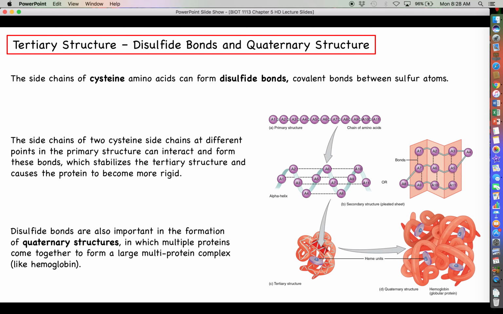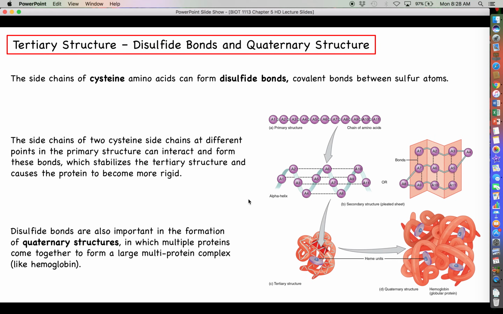So disulfide bonds are also important in the formation of what is called quaternary structures. Now, quaternary structure does not actually refer to the way one single protein folds. I already mentioned that the final folded structure of the protein is its tertiary structure. So a quaternary structure actually refers to multiple different proteins coming together to form a large multi-protein conglomeration.